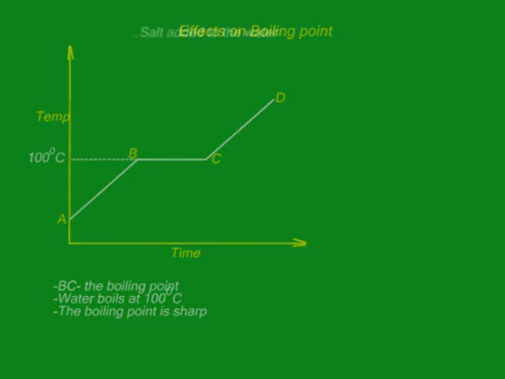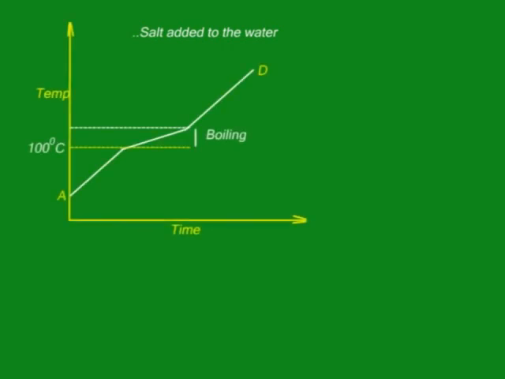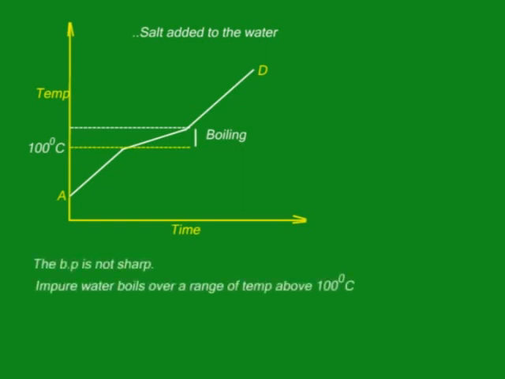However, if salt in the form of sodium chloride is added and the procedure repeated, a different curve is obtained as appears on your screen. Now the boiling point is not sharp and impure water boils over a range of temperature above 100 degrees Celsius. In general, impurities raise the boiling points of substances.